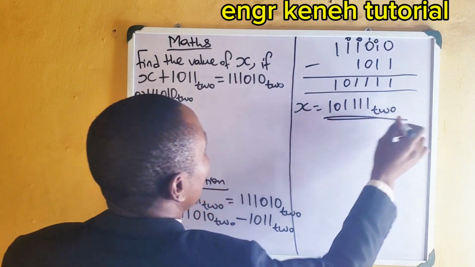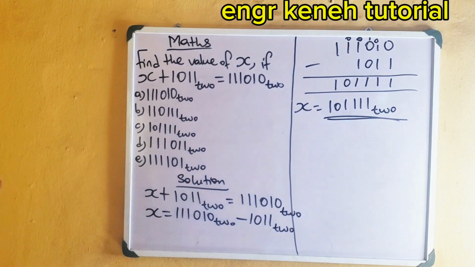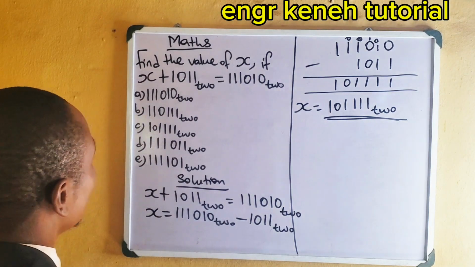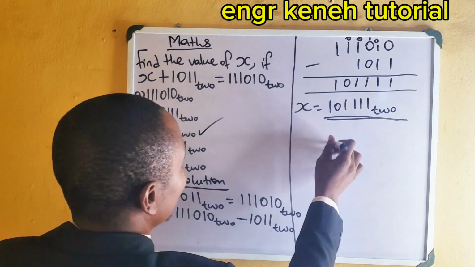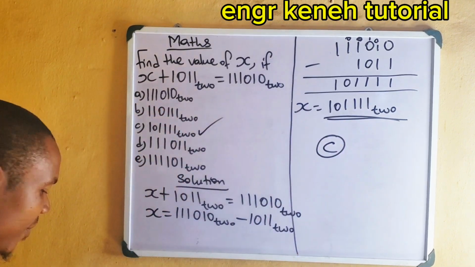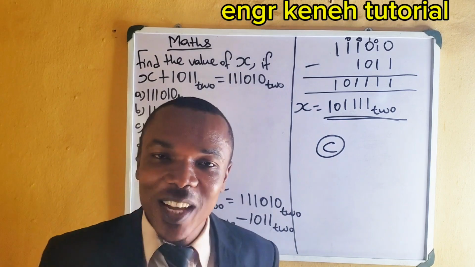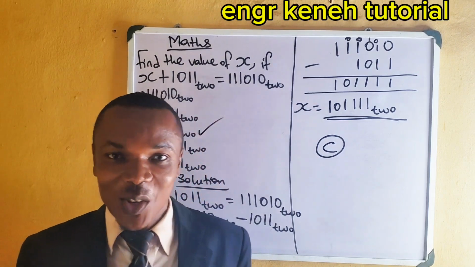Can you see that? All right, so that is how it can be solved. Let us check for the right option. The right option is option C. Can you see it? So option C is the right option. Is it clear?